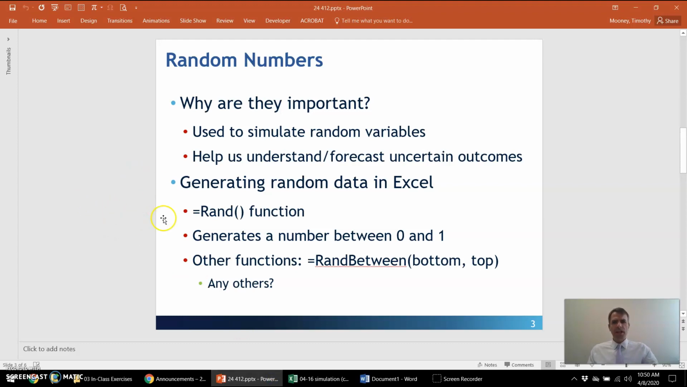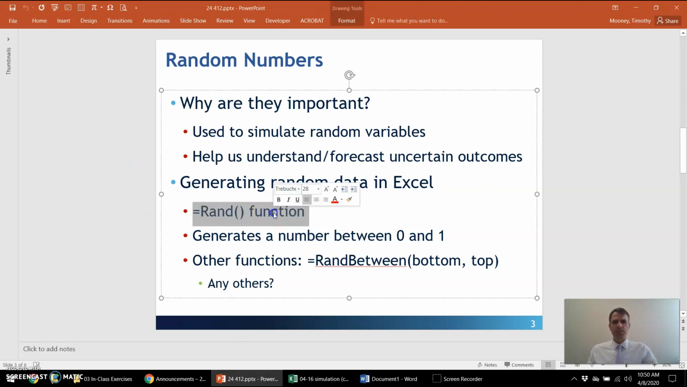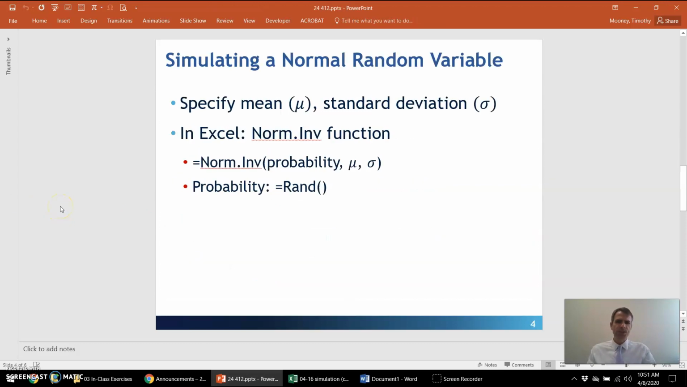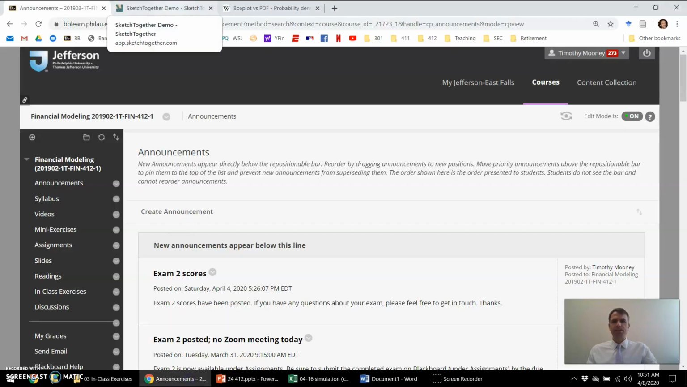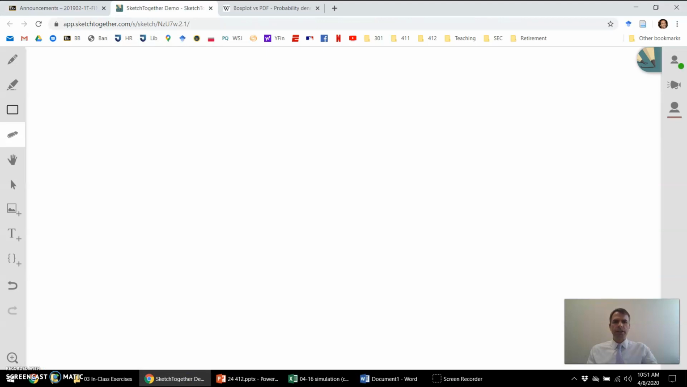So we started last video, among other things, simulating data with the RAND function. That simulates some number between 0 and 1. And we'll use that to feed into simulating a normally distributed random variable. A little bit of background is in order on how we go from the RAND function to a uniform distribution to a normal distribution. So some more detail, right?